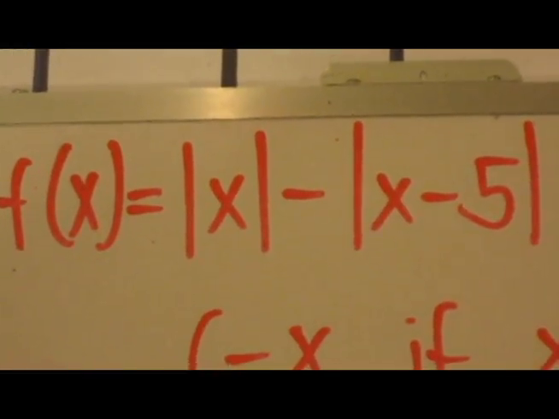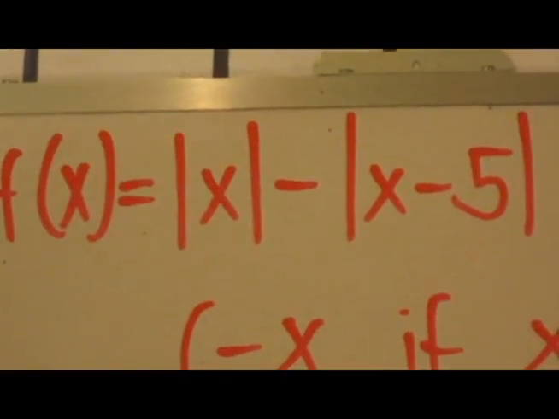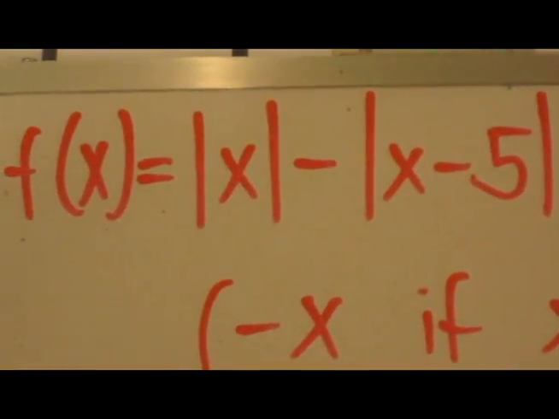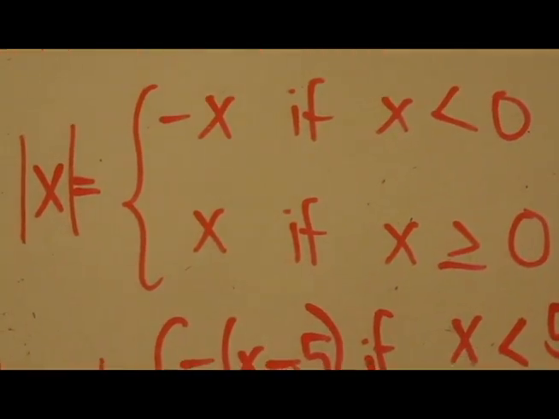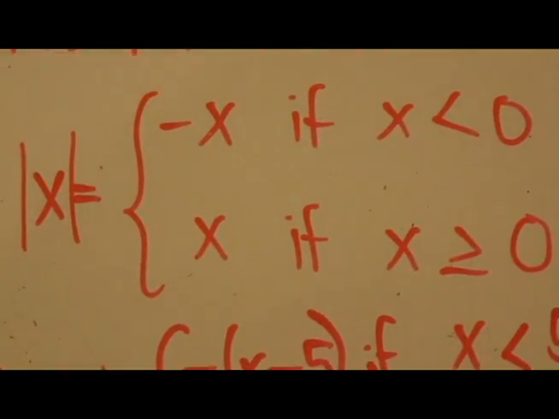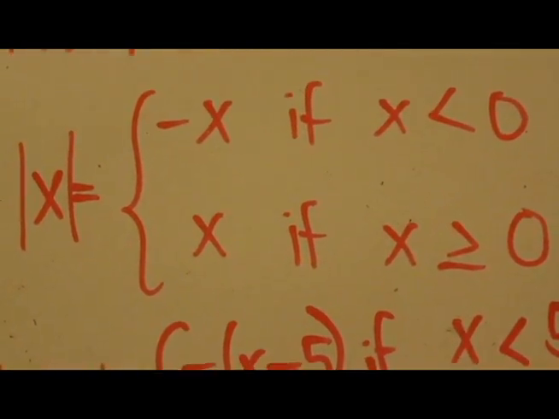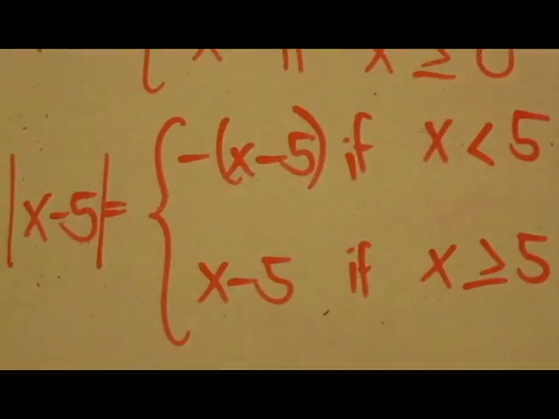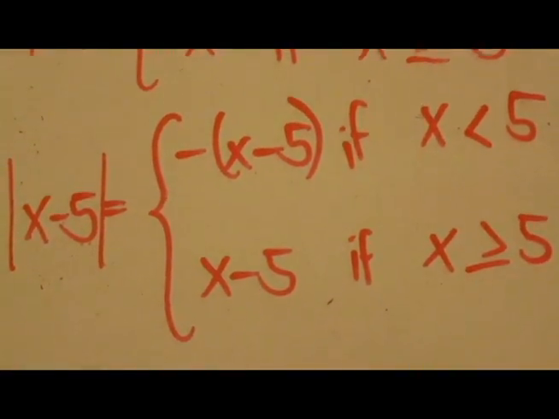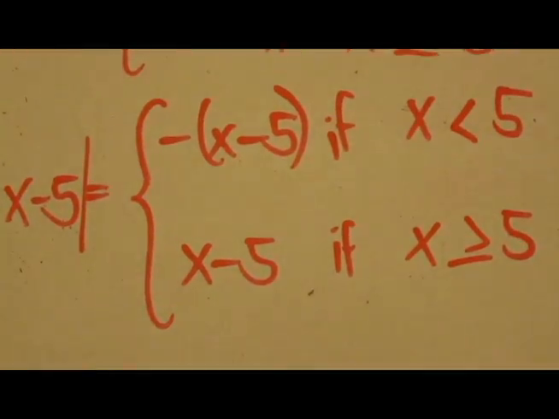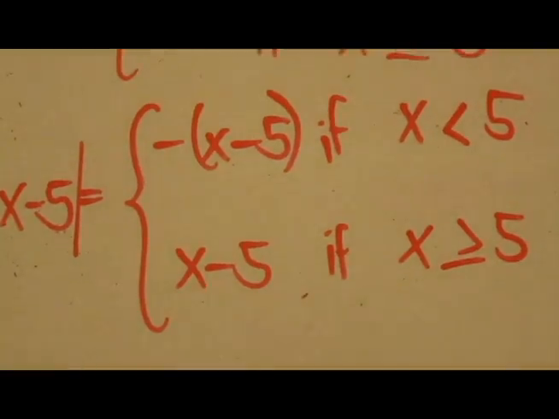For example number 2, we have f of x is equal to the absolute value of x minus the absolute value of x minus 5. So again, we start by evaluating the absolute value of x, giving us negative x if x is less than 0, and positive x if x is greater than or equal to 0. Next, for the absolute value of x minus 5, it gives us negative x minus 5 if x is less than 5, and positive x minus 5 if x is greater than or equal to 5.